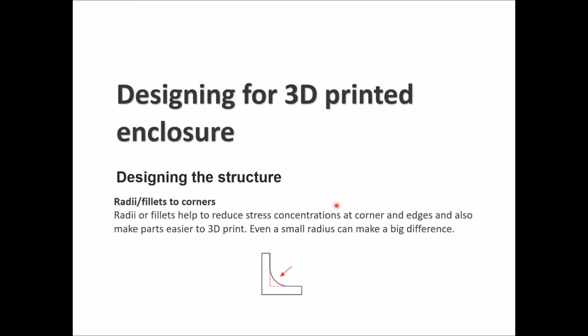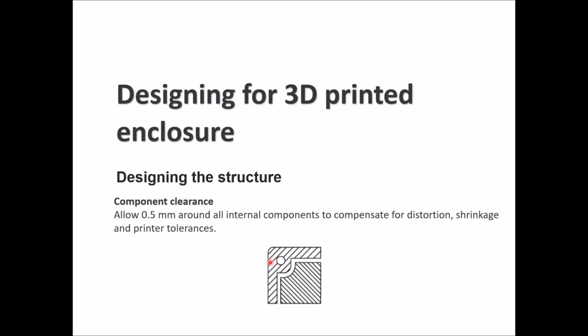Radii or fillets for the corners. So we have a corner in here. If you want to make a radius or a fillet, then this will help. It's important to always do that in all your design applications. Always make sharp edges into fillets, because it is a general rule. It reduces the stress concentration at the corner and edge and makes the part easier to 3D print. So a small radius can make a big difference and extend the life of your part before the first crack shows up.